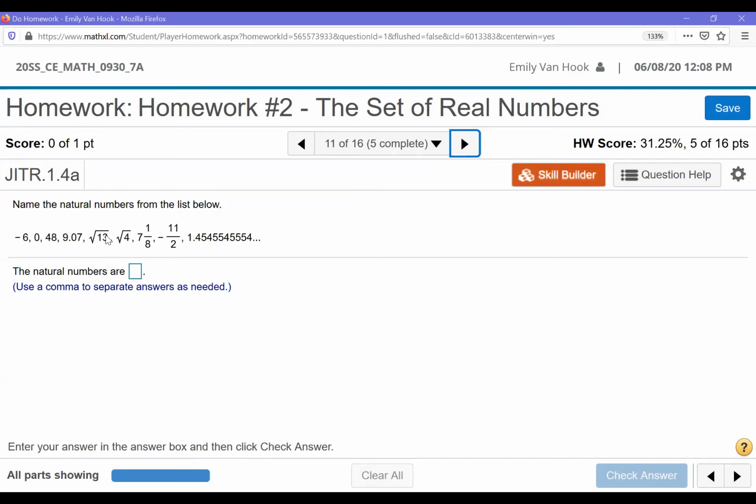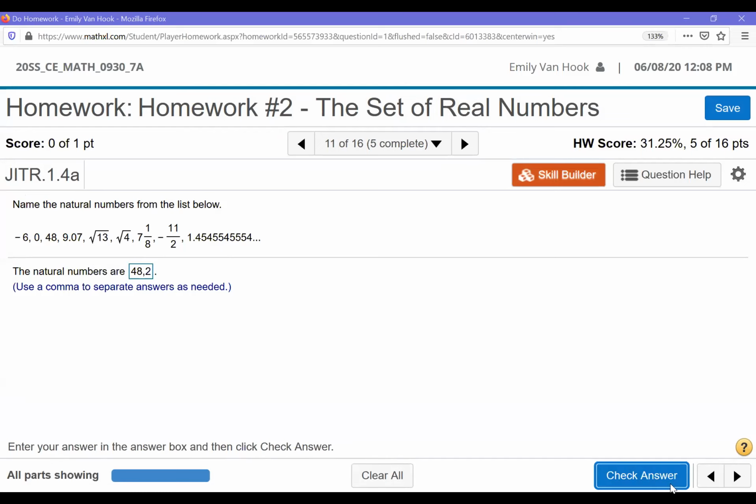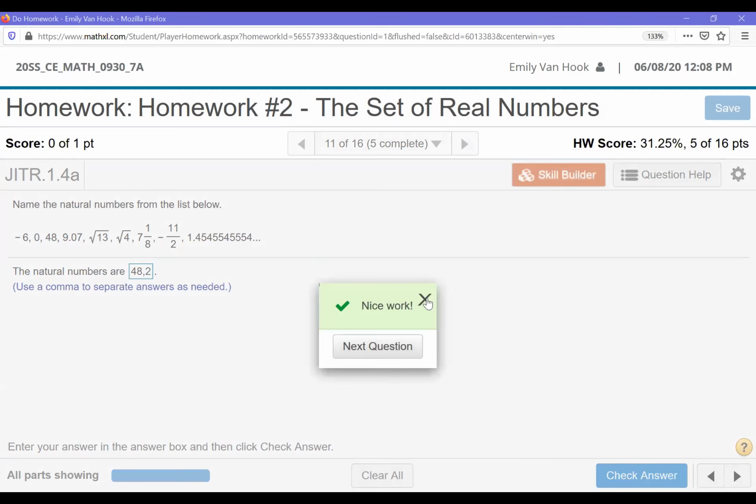Name the natural numbers from the list below. Okay, counting numbers. I see 48 is a counting number. I will not be naming 0. And then the square root of 4. I'm going to try something. What if I call it 2? Let's see if it'll accept that answer. Yeah, that's fine. That's okay.